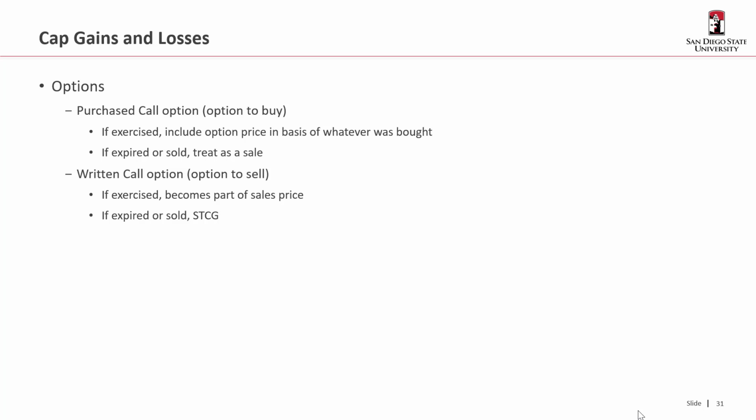A written call option is the option to sell. If that's exercised, it simply becomes part of the sales price. So think of it as additional proceeds or additional amount realized. And again, if it's expired or sold, it's treated as a short-term capital gain, typically with zero amount realized, with zero adjusted basis.